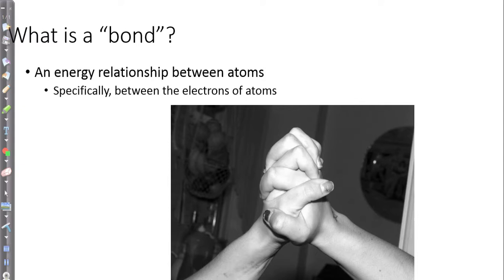So what is a bond? A bond is not quite like this. It is not going to be a physical attachment so much as an energy relationship between atoms, specifically between the electrons of atoms. And what do we mean by this term, energy relationship? As you'll see in the next few slides, it's going to be how the atoms interact because of their electrons. And here we're going to be taking a shortcut. If you have chemistry, you'll get into far more details about atoms and electron structure than we're going to do here, but we'll do enough so that you understand what bonds are.